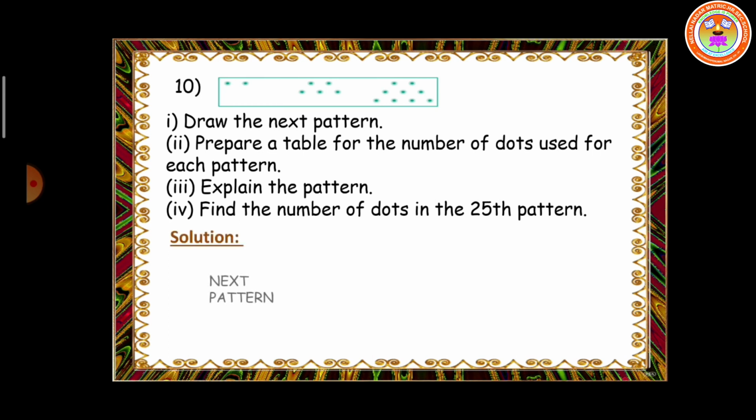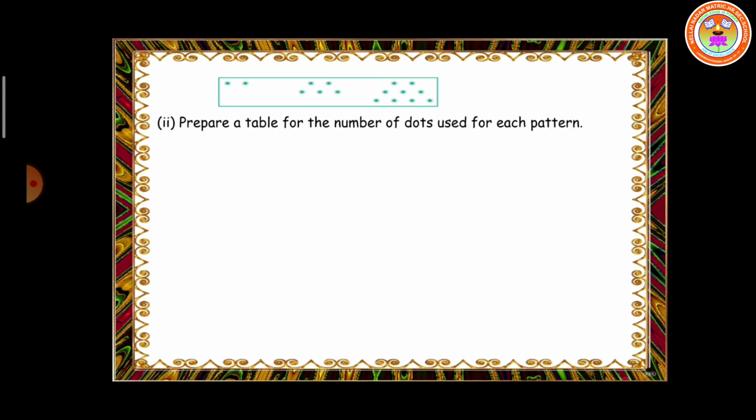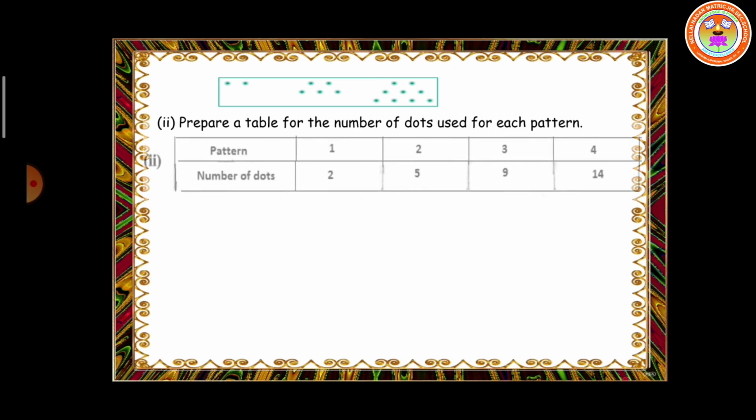Solution. Next pattern: first 2 dots, after down 3 dots, after down 4 dots. What is the next pattern? Down 4, after 5. 2, 3, 4, 5. Prepare a table for the number of dots used for each pattern. Draw a table: pattern, number of dots. First pattern, second pattern, third pattern, fourth pattern. First number of dots 2, after 5, after 9, after 14.